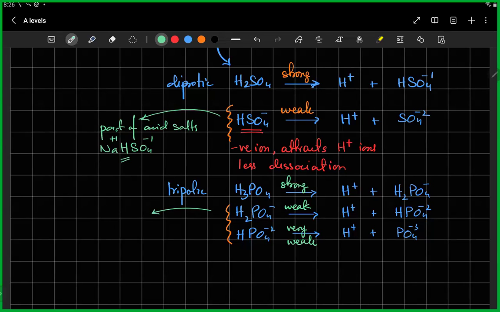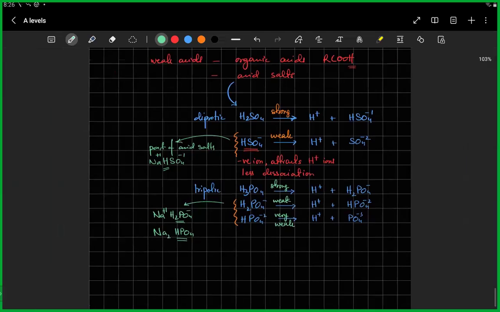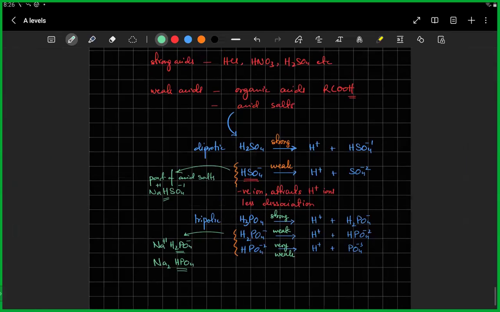It's a negative ion, so it's going to be Na plus 1 and H2PO4 minus 1. Or the one below it, Na plus 1, so Na twice, and HPO4 minus 2, right? So these are acid salts and they produce very few H plus ions. They don't dissociate much. They are weak acids. Clear on everything about acid salts?